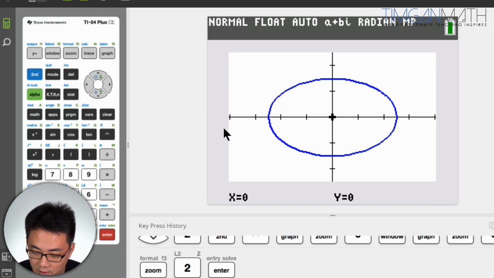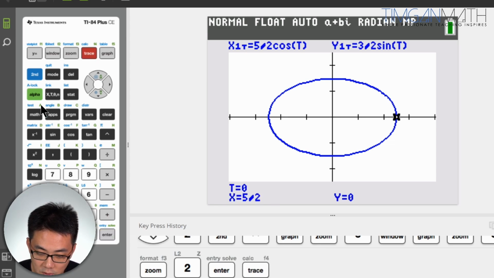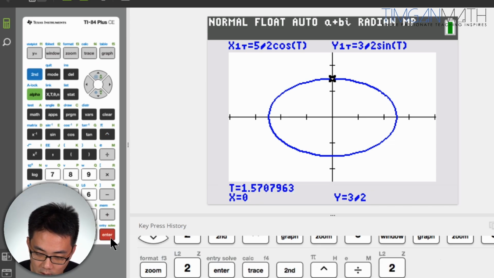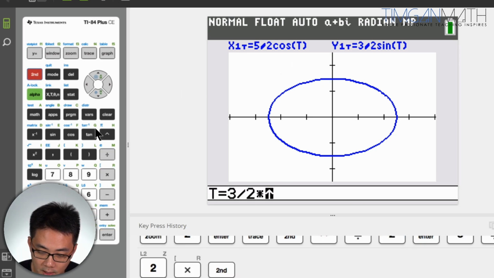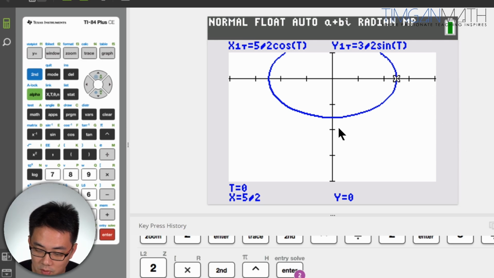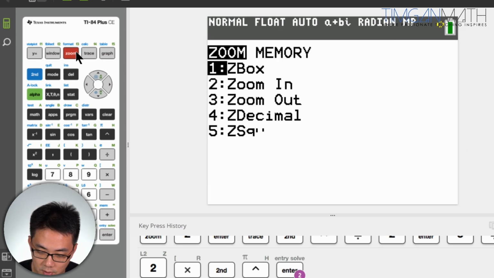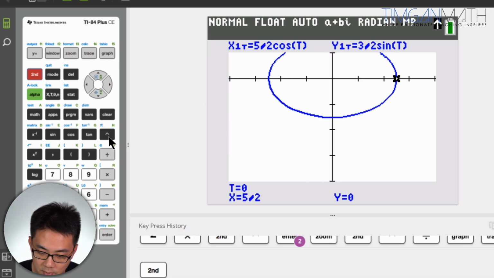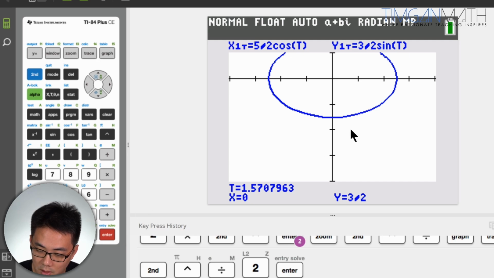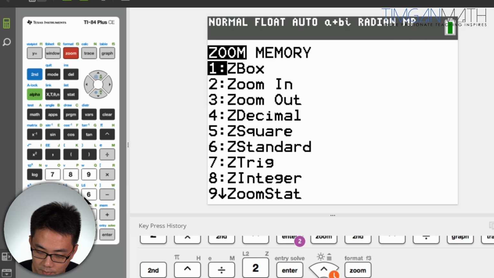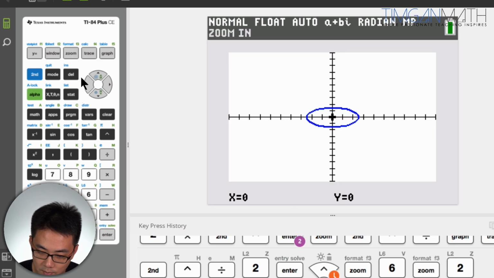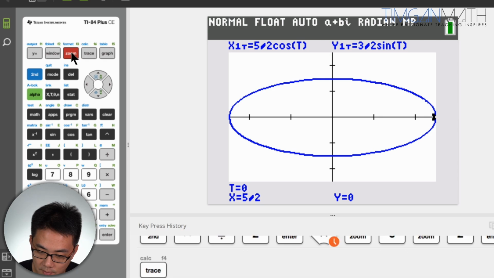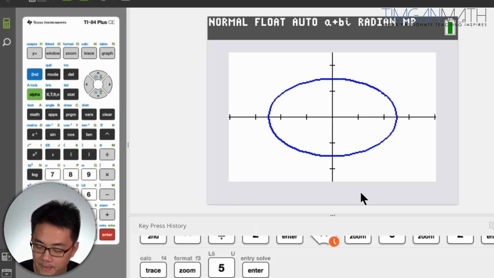We could check your value here by using trace. So you put pi over 2 in. That will be this here, and also 3 over 2 pi, you will get here. Okay, so there you go. Once you're done with that, zoom, trace pi over 2. Okay, there you go. Then just zoom in and zoom square.